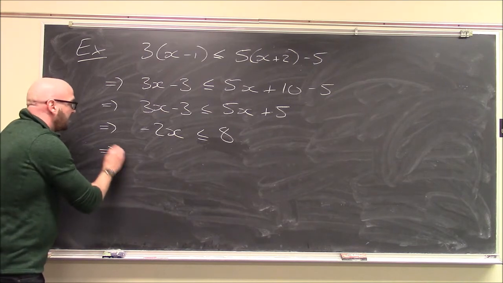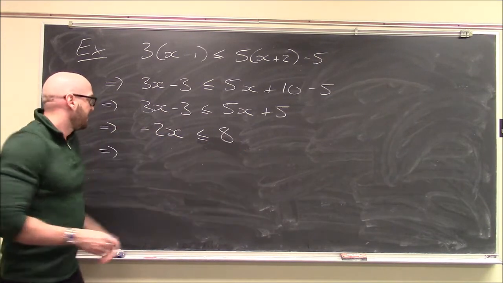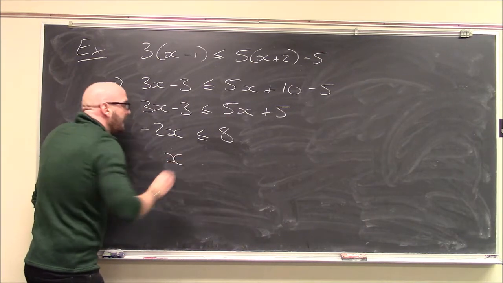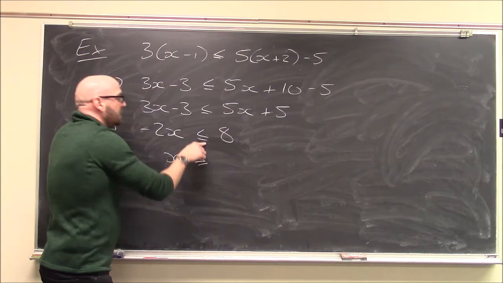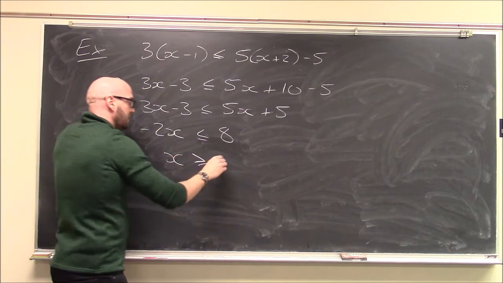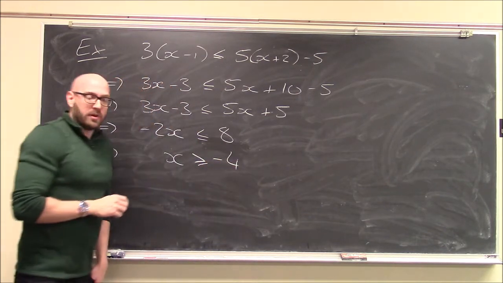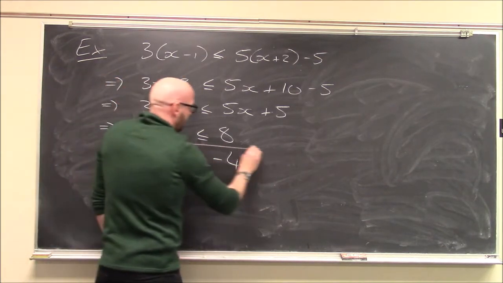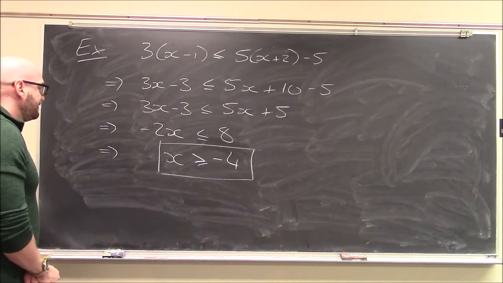Now what? Well, the last thing I want to do to isolate x is divide both sides by negative 2. And remember, if I'm dividing by a negative number, we reverse the inequality. So this less than or equal to sign becomes greater than or equal to. 8 over minus 2 is negative 4. And there is our answer.